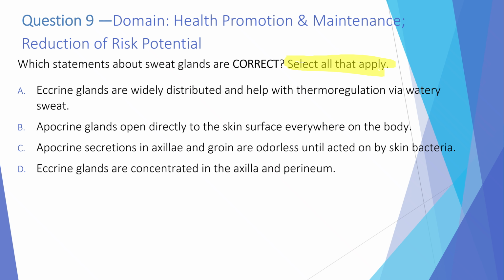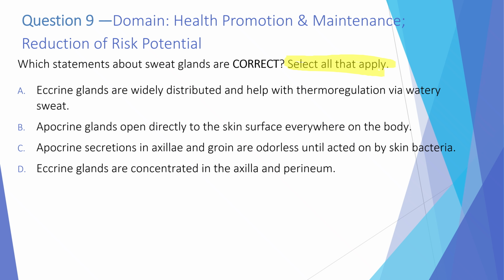Which statements about sweat glands are correct? A. Eccrine glands are widely distributed and help with thermoregulation via watery sweat. B. Apocrine glands open directly to the skin surface. C. Apocrine secretion in axillae and groin is odorless until acted on by skin bacteria.